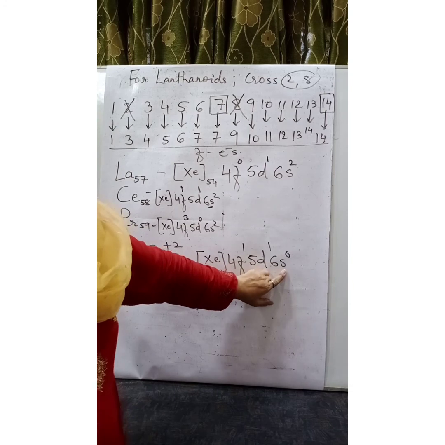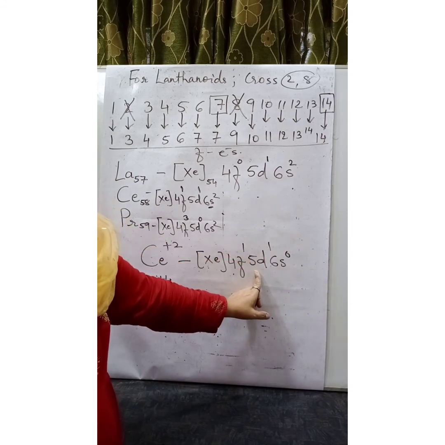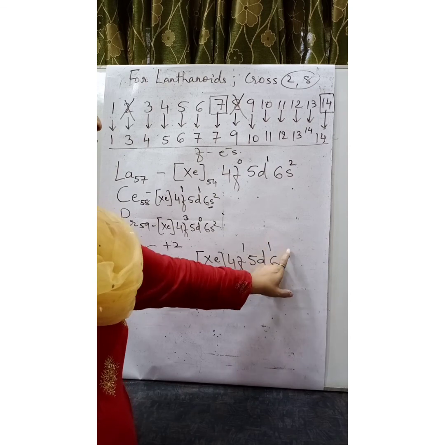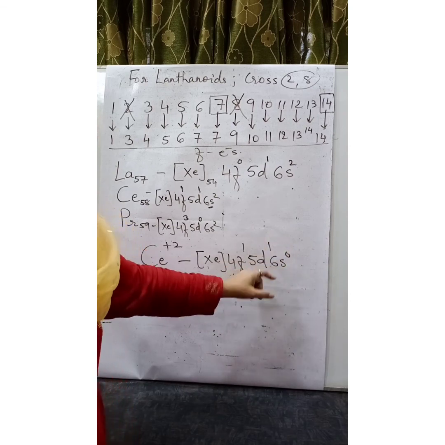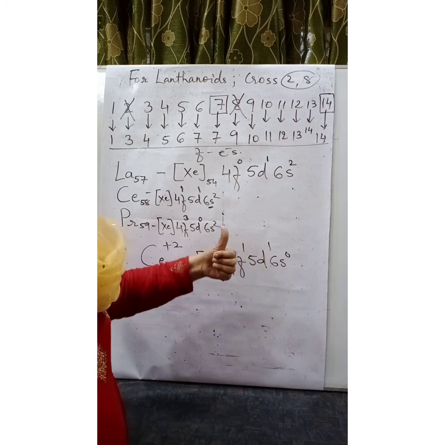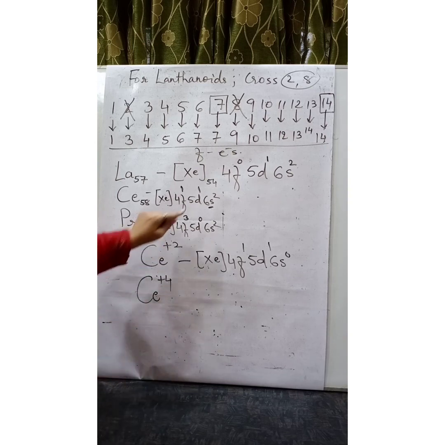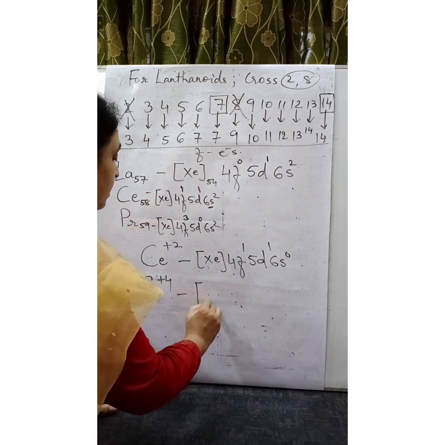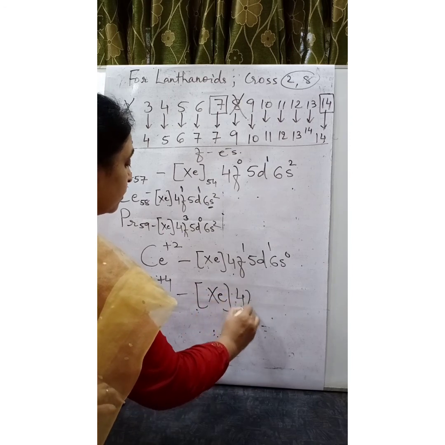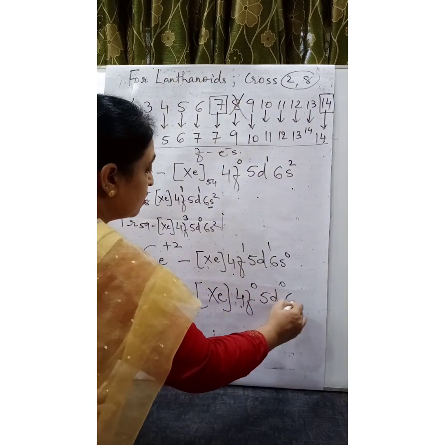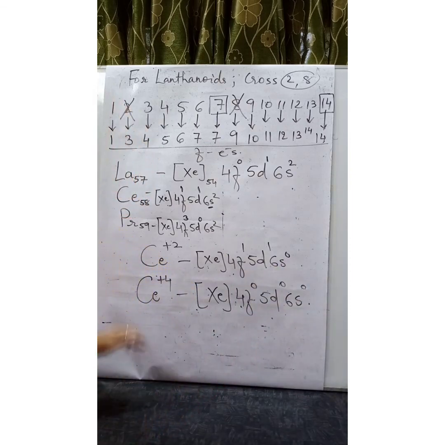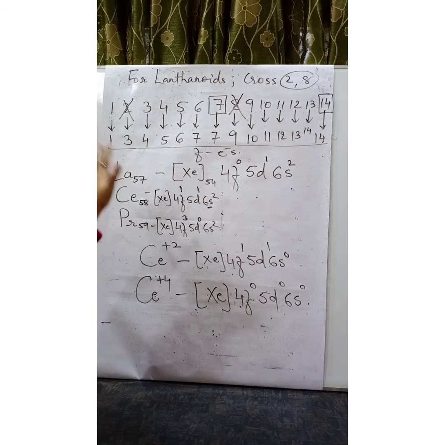Now, when this becomes 0, the next principal quantum number is your valence shell. So now the electrons will be lost from 5d. If 5d also becomes 0, then the electron will be lost from 4f. So if it is Ce plus 4, 2 will go from here, the next one will go from here, 3, and then it will go from here. So what you will be having? Xenon 4f0, 5d0, 6s0. So in the same manner, we can work out the electronic configuration of ions of the lanthanoid series.